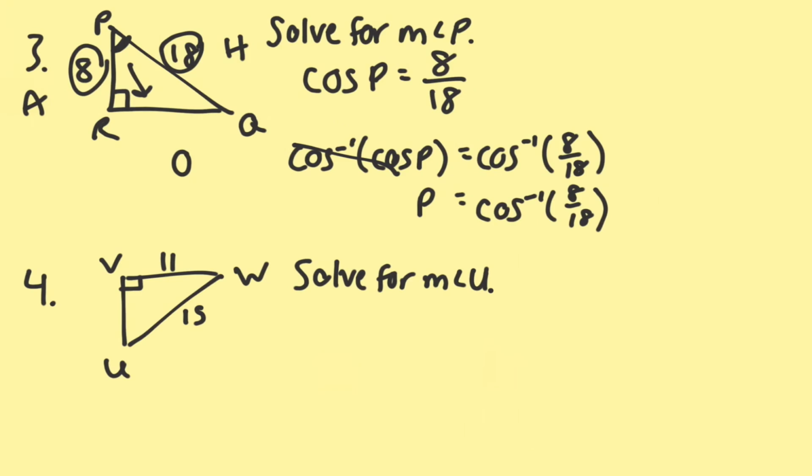And all you have to do in the calculator is, instead of clicking on the cosine button, just click on second cosine, and that gives you inverse cosine. And then that should give you about 63.61.